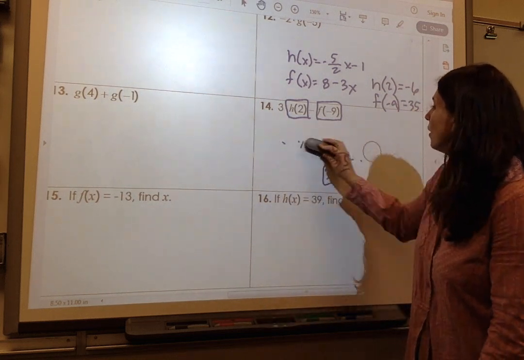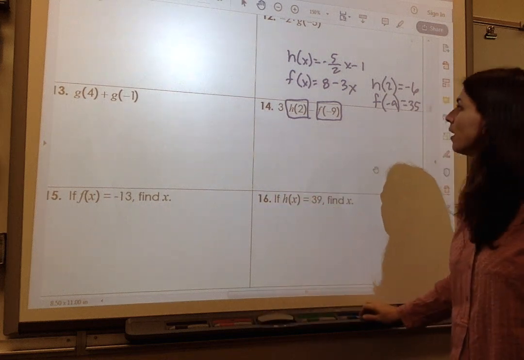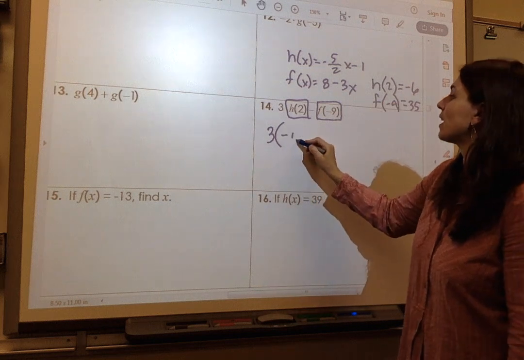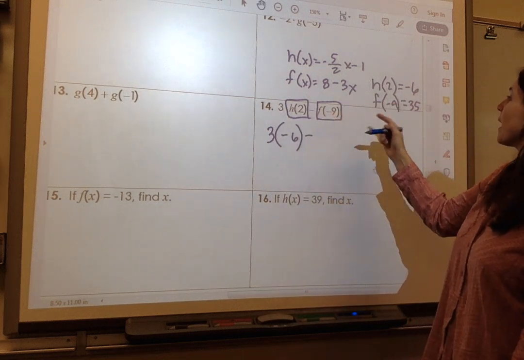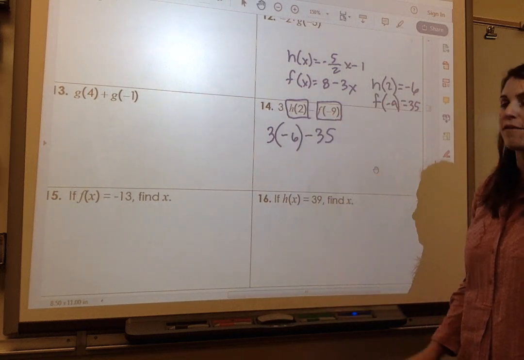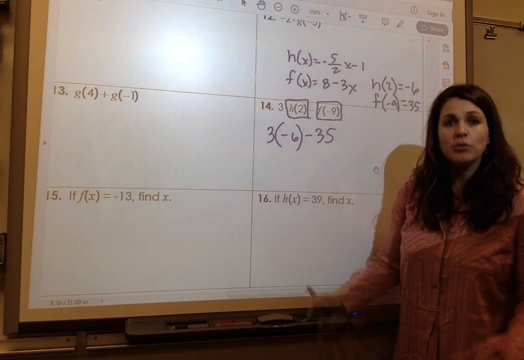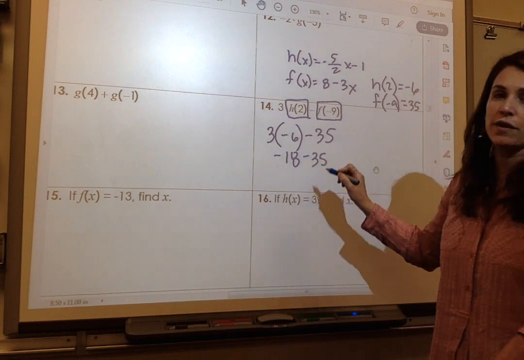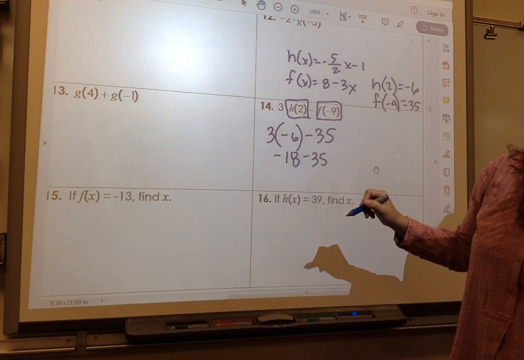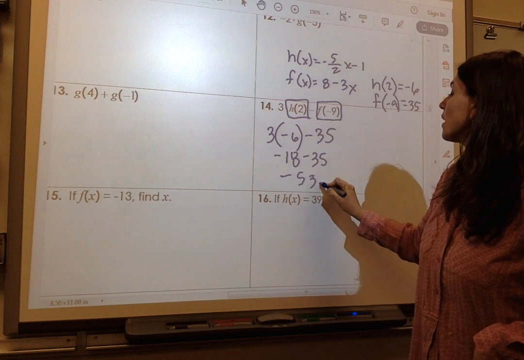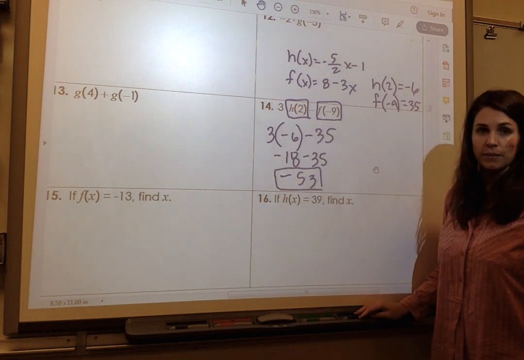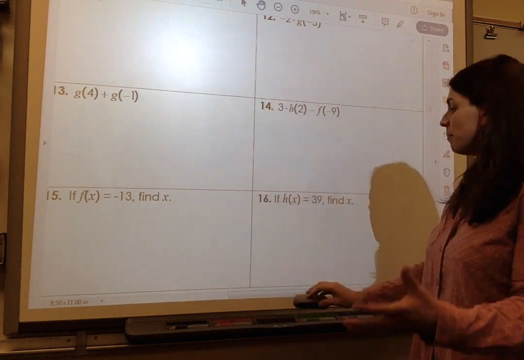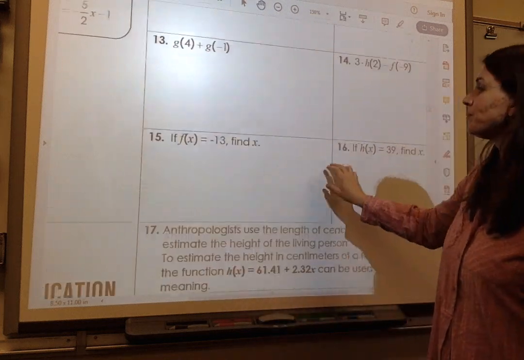So now that I've done that work, I have 3 times h of 2, which is negative 6, minus my f of negative 9, which is 35. You see how I'm doing that? I'm just piecing it together. And then I get negative 18 minus 35, and negative 18 minus 35 is negative 53. And that's my final answer, okay? So it's a new concept, but we're building and building. So if you have questions, let me know.